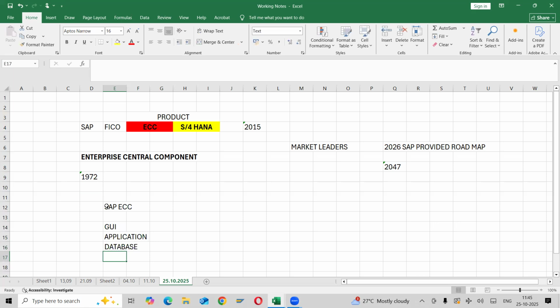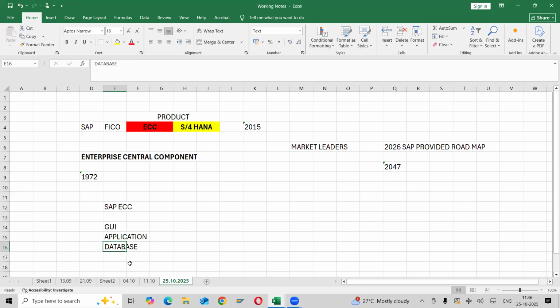Clear? So earlier, in the ECC environment, SAP had its own GUI, graphical user interface. I'll tell you what exactly this is. The application is also an SAP application, but whatever transactional data and master data need to be saved and stored, SAP didn't have its own database. SAP didn't have one from 1970 to 2013.